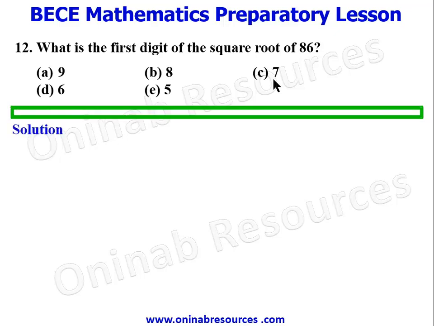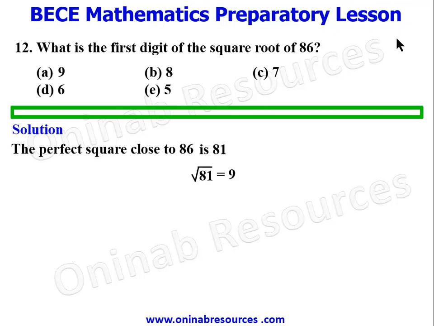To find the solution to this problem, the perfect square close to 86 is what we are looking for. That is, we have 81 as a perfect square, and the next perfect square is 100. So this is still far away from 100. So it means the perfect square close to 86 is 81, and the square root of 81 is 9.